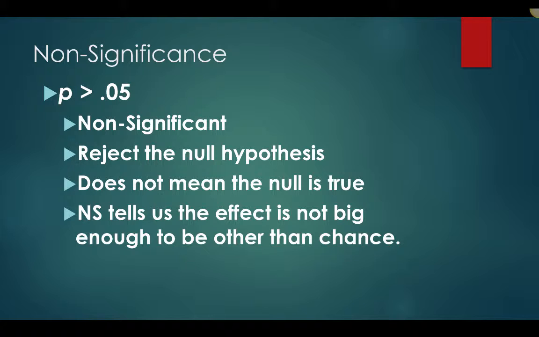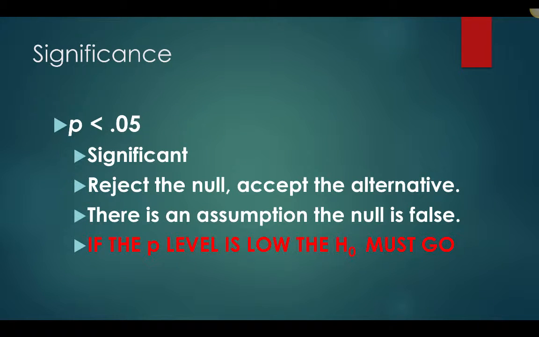Significance is when it's below 0.05. It's significant. We reject the null, accept the alternative. There is an assumption that the null is false. If the P level is low, the HO must go. So if the significance was 0.010, okay, that's telling you that it's under 0.05, and you would have to reject the null, accept the alternative, and it is significant.